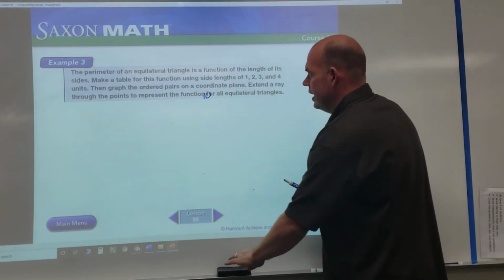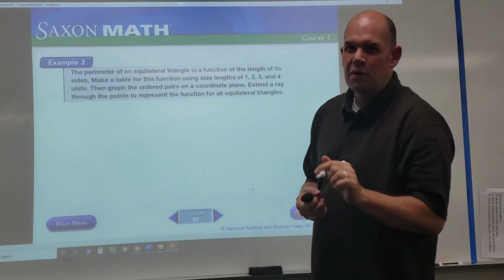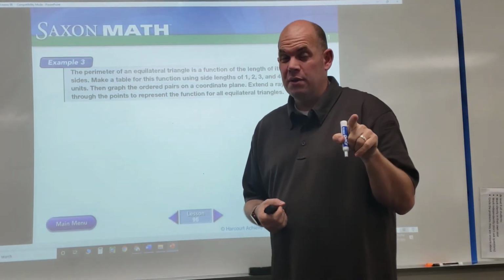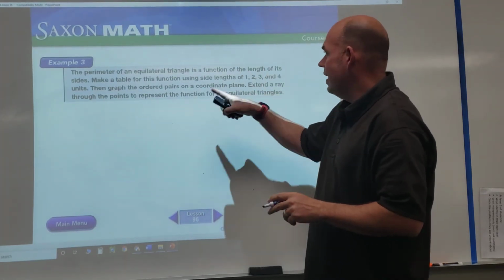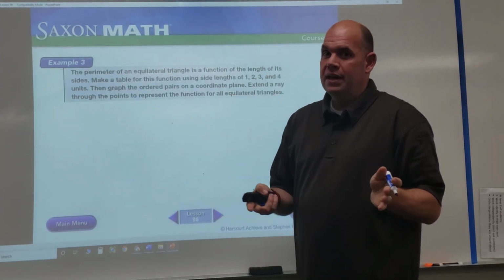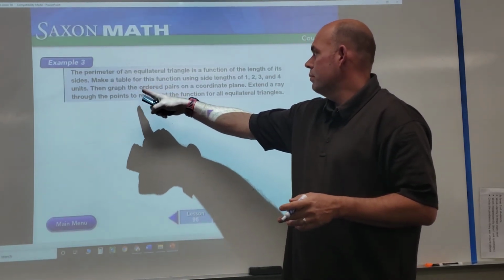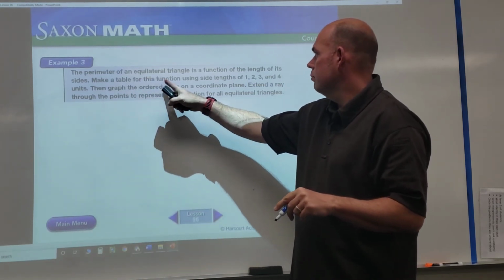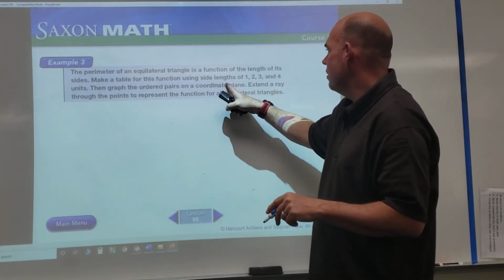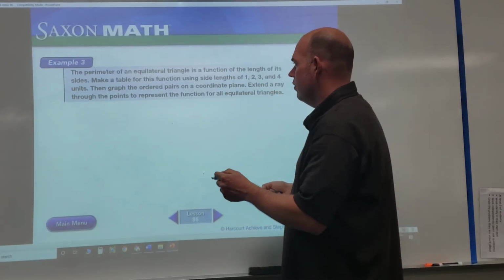The perimeter of an equilateral triangle. So here we're going to try to solve that. Now remember, equilateral triangle, that means every side is the same. The perimeter is a function of the length of its sides. So 1 equals 3 because they're exactly the same for the perimeter. So one side, S, equals 3, P for perimeter. Make a table for this function using lengths of 1, 2, 3, and 4. Then graph the ordered pairs.